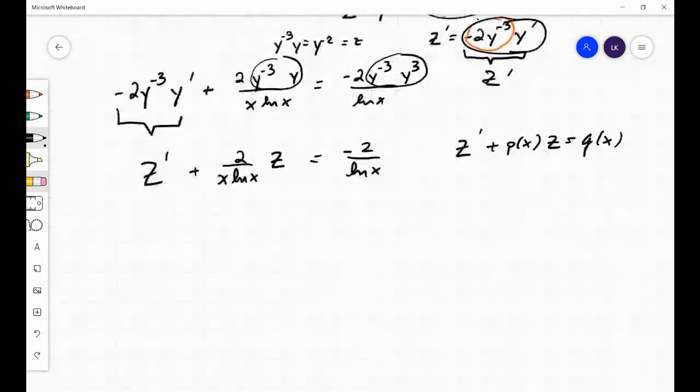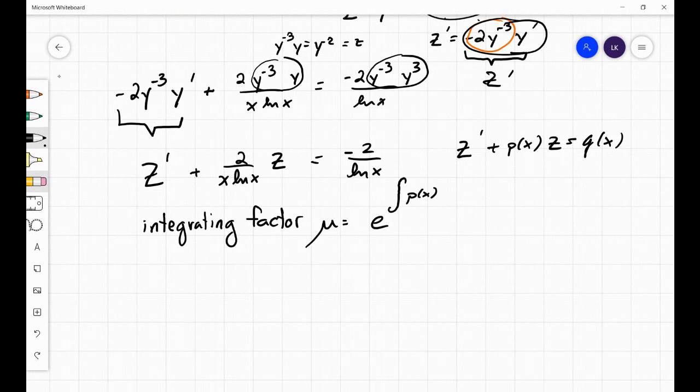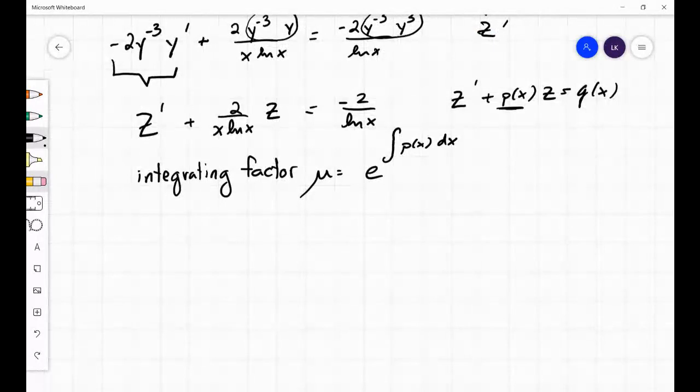And we know that for a first order linear differential equation, we find an integrating factor, which is defined to be e to the power, well, it's defined so that things work out, I guess. It's defined to be e to the integral or antiderivative of p(x). Okay. I'm going to ignore the constant of integration here.